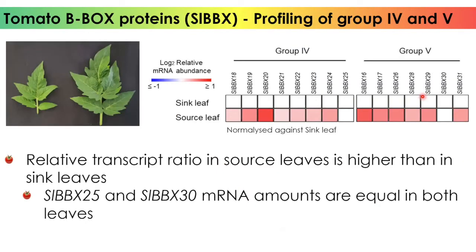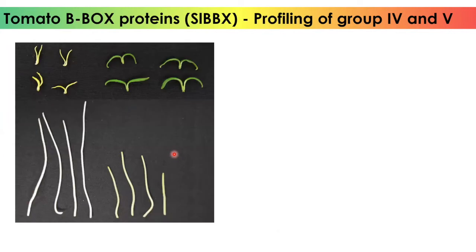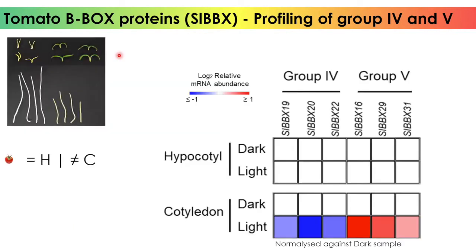Then using the Micro-Tom cultivar, we profiled source and sink leaves. Here it's quite simple, the pattern we found with only two exceptions: the transcripts accumulate as the leaf becomes a source. Then we addressed dark grown hypocotyls and cotyledons, or the ones grown under photoperiodic conditions. And we found several patterns.